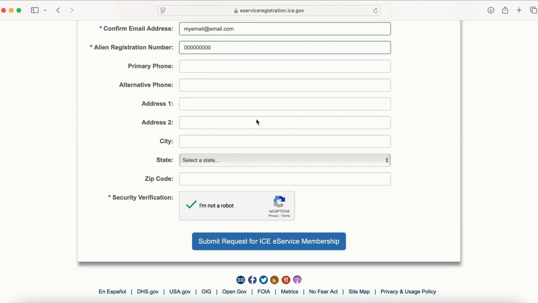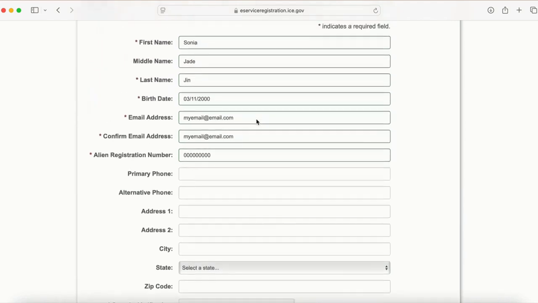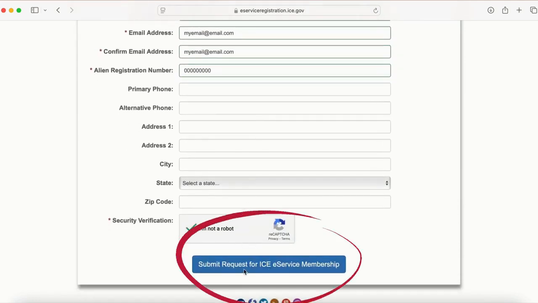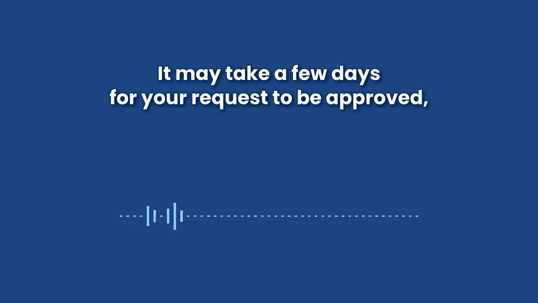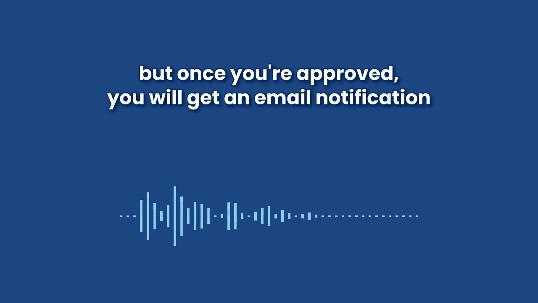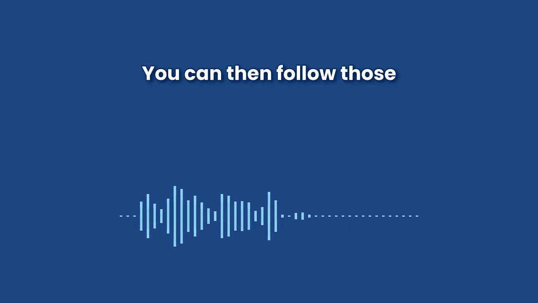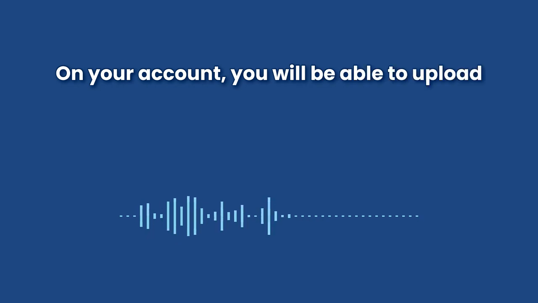Once you're finished, go back and verify that all the information is correct. Then click Submit to request for ICE e-Service membership. A confirmation message will appear on the screen. You can save that confirmation on your computer or print it for your records. It may take a few days for your request to be approved, but once you're approved, you will get an email notification telling you how to log into your account. You can then follow those instructions to access your account. On your account, you will be able to upload and submit electronic documents to the government attorneys.